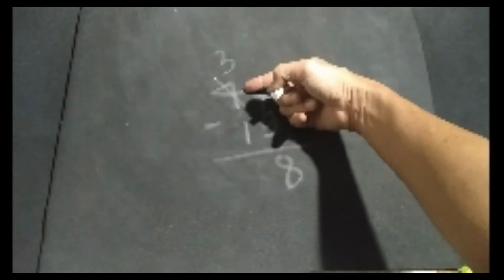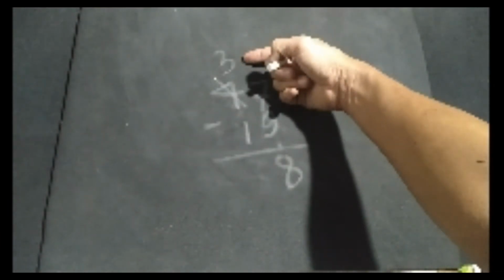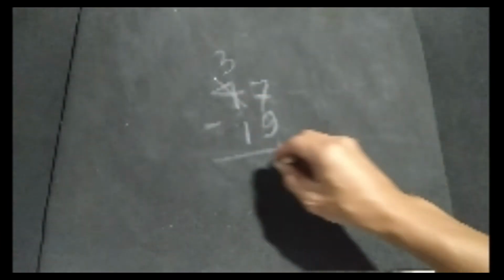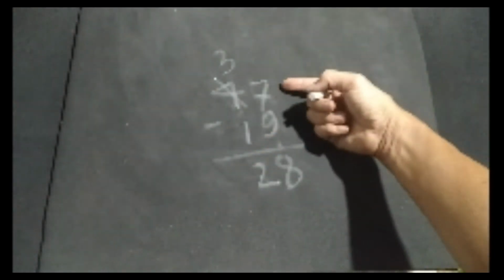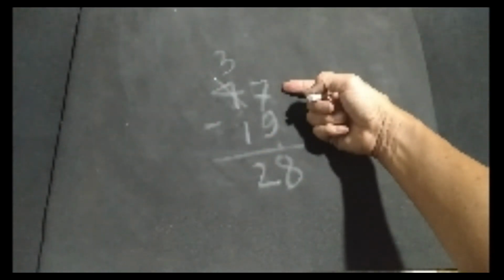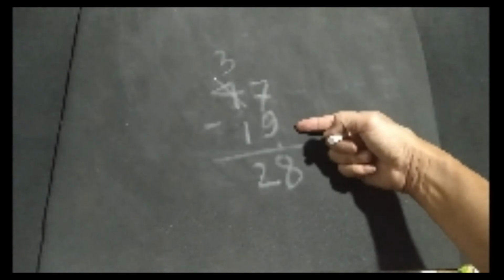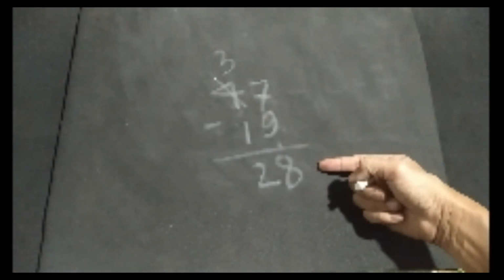Now we don't have 4 anymore. We have 3 only. So 3 minus 1 equals 2. So 47 minus 19 equals 28.